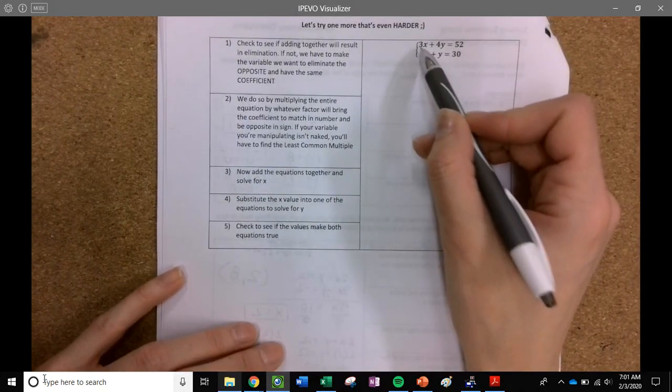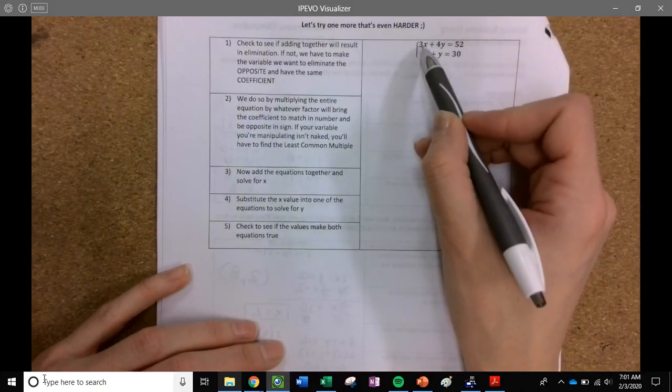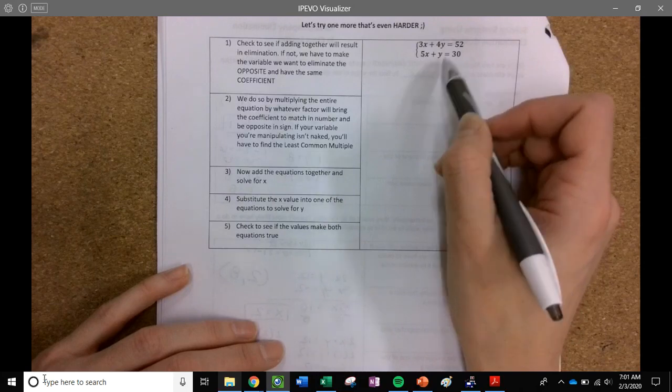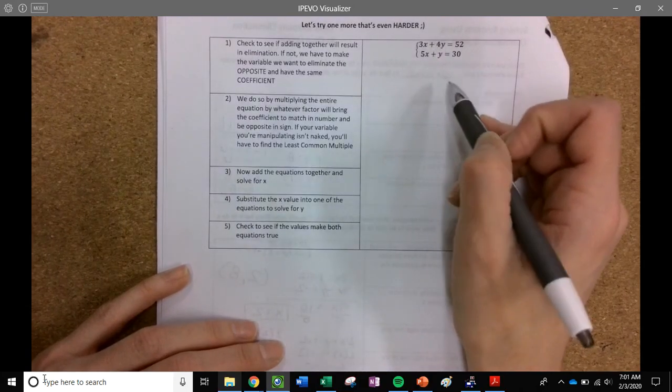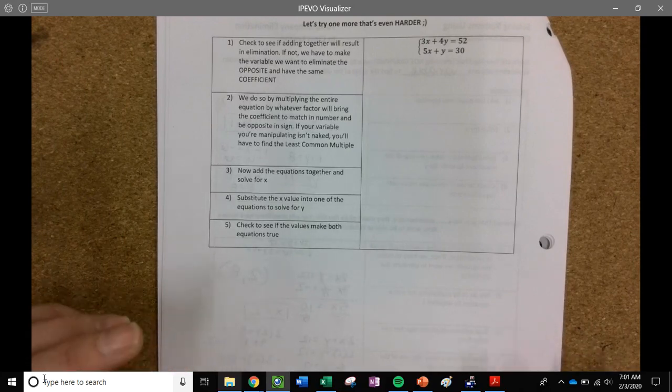Okay, so let's look here. I have a 3 and a 5 on my x. They do not match. They are not opposite signs. Over here, I have a 4 and a 1 on my y. They do not match, and they are not opposite signs. So we're going to have to do work to everything here, basically. Well, let me retract that. We're going to have to do work here.